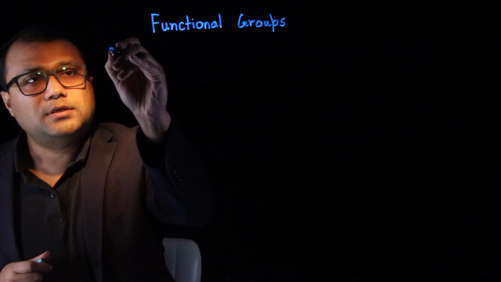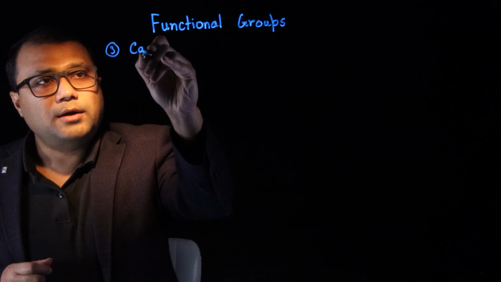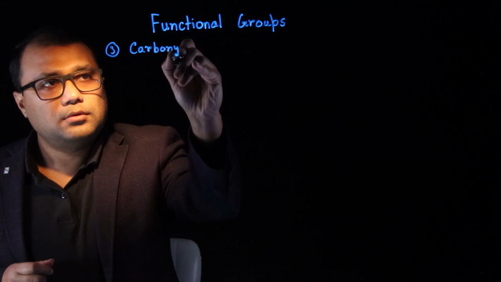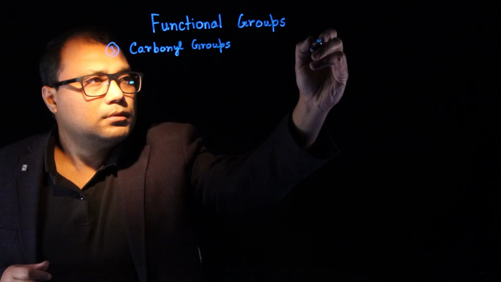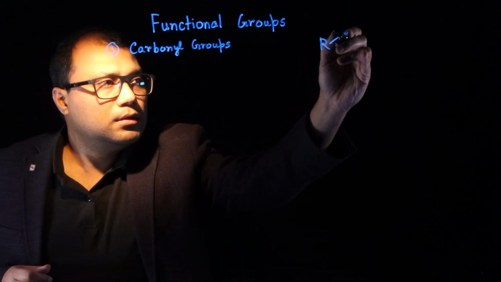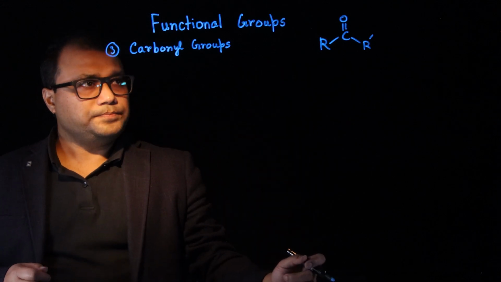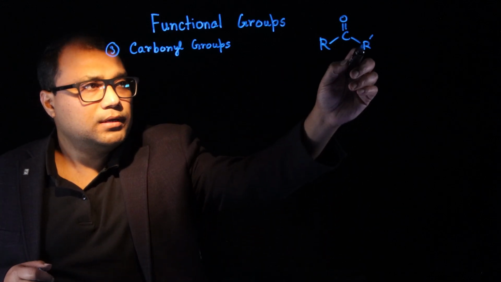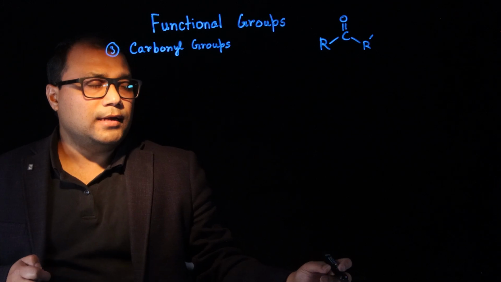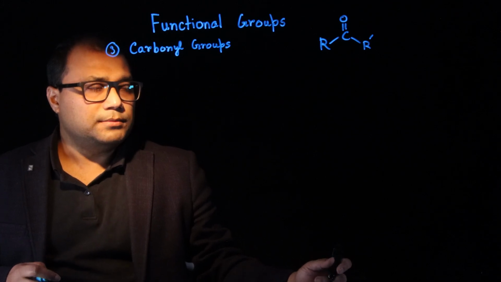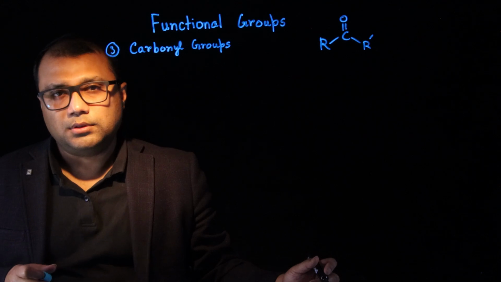Okay, the next set of functional groups, I'll call them together. They are called the carbonyl group, or carbonyl groups. How the carbonyl groups are structured is this: R, C double bond O, R dashed. Now R is an alkyl group and R dashed could be another alkyl group or a hydrogen or something else. So depending on what R dashed is, there are different names to each of the carbonyl groups.